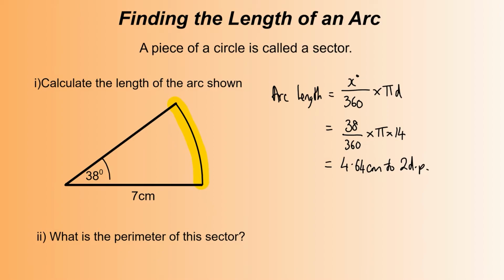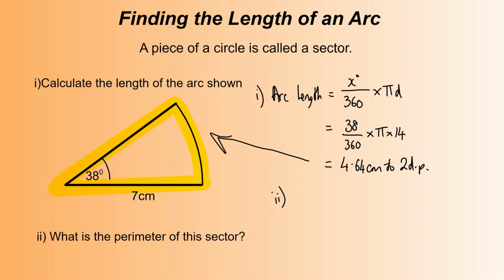Now, that's part one. Part two goes on to ask what the perimeter is. The perimeter is the length around the outside of any shape. Here we're looking at this sector of a circle. We know that this yellow part that I've highlighted is 4.64, which is what we just found out. However, we now have to find the perimeter of the whole shape, which is all the way around.